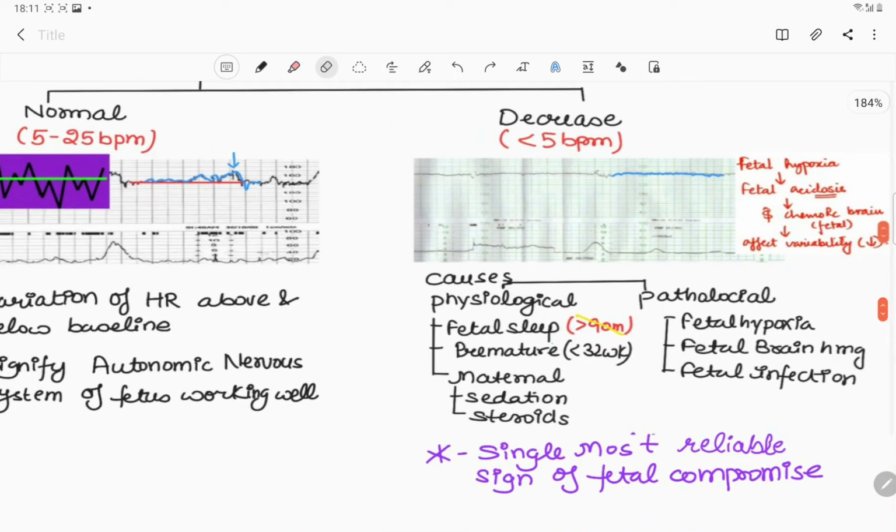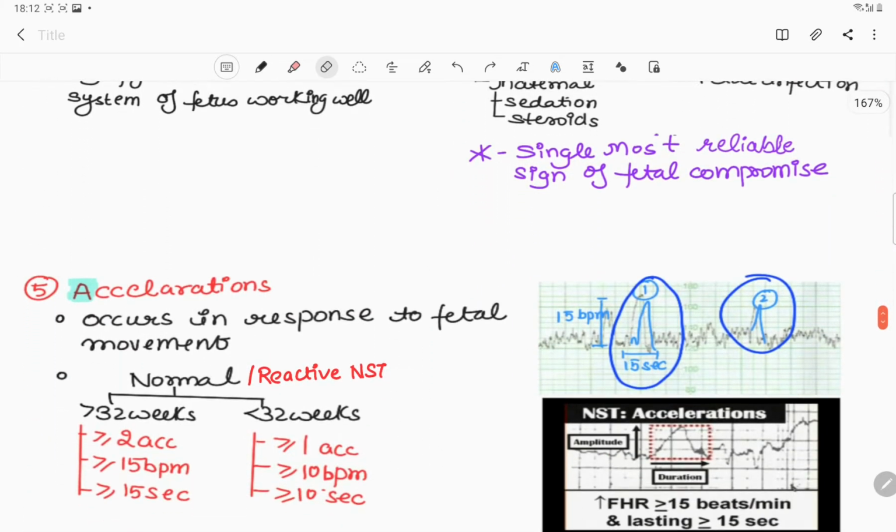There are certain causes. Physiological causes are when the fetus is sleeping, but a fetus never sleeps for more than 90 minutes, in premature babies, or if the mother is on sedation or corticosteroids. There are some pathological conditions also, like fetal hypoxia, fetal brain hemorrhage, and fetal infections. And one most important thing is, it is the single most reliable sign of fetal compromise among every other sign.